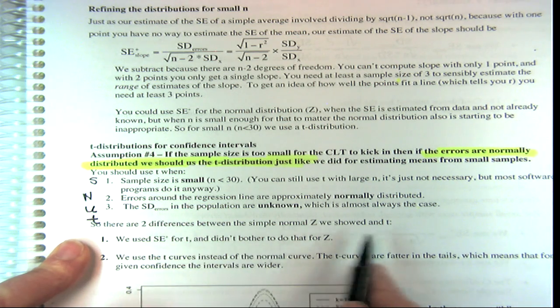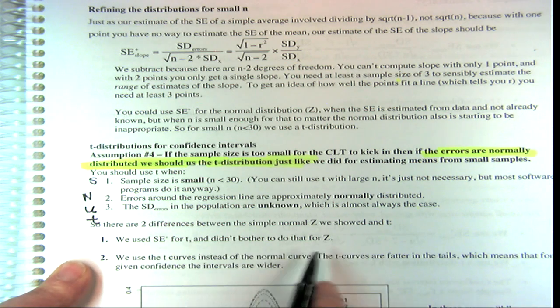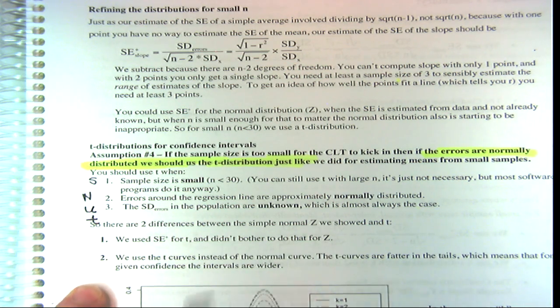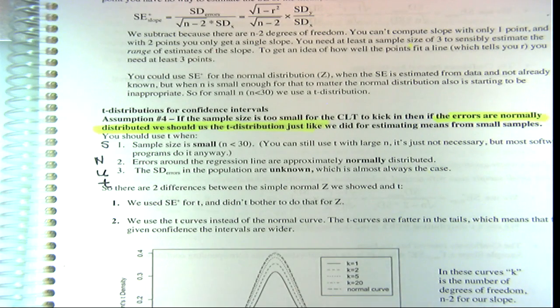So there are two differences between the simple normal z we showed and the t. We used the standard error plus, and we didn't bother to do that for z, we could have, and we used t-curves. Okay, so check out these t-curves.